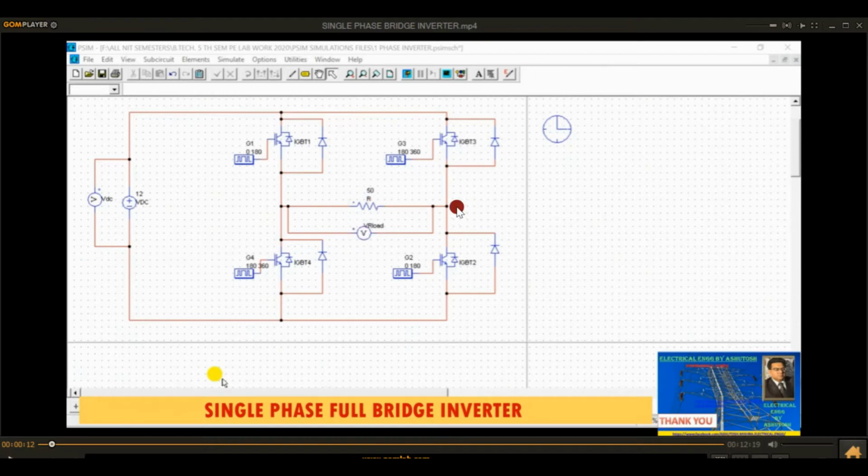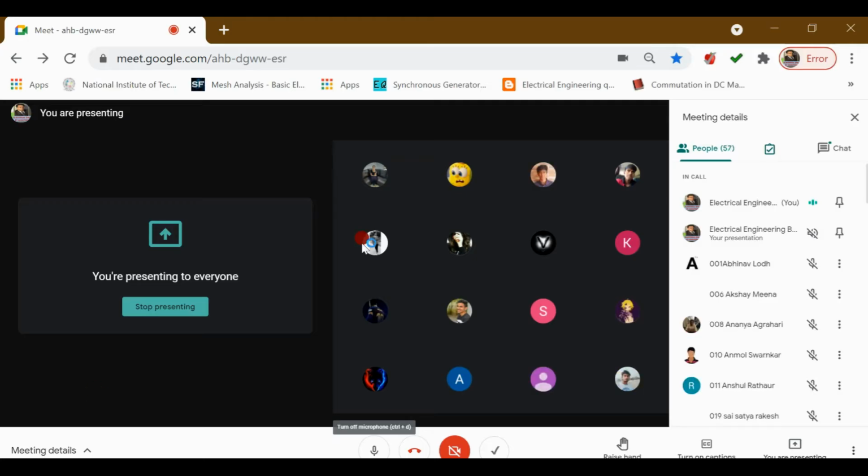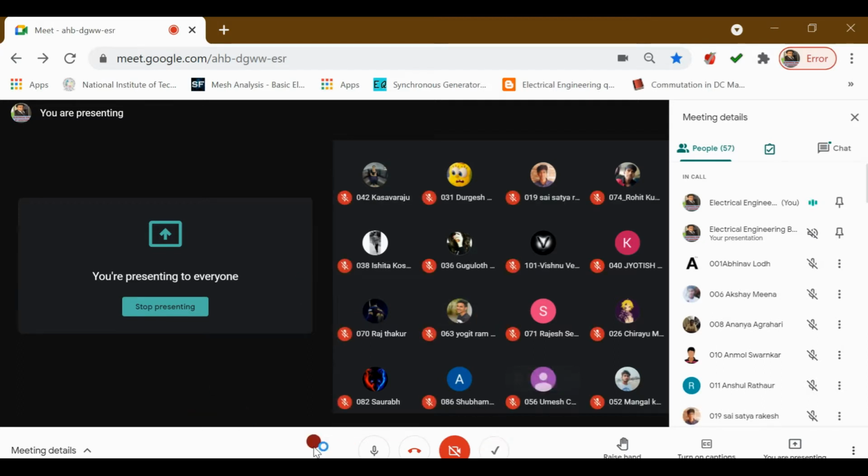You can change the value of this resistance by double clicking on it. You can also change the input DC supply voltage by double clicking on it. Currently it is 12 volt. Then you can connect the voltage probe. This is the voltage probe connected across the resistive load. Then we have connected 4 gating blocks. In PSIM software this is the block of gating signal, which provides the gating signal to the gate of each thyristor, IGBT or MOSFET.